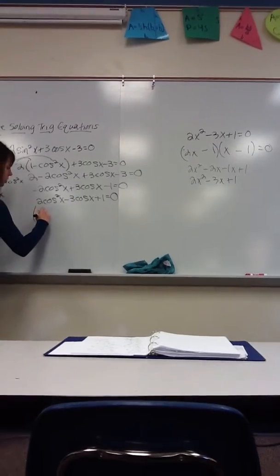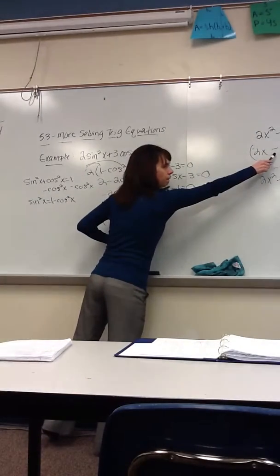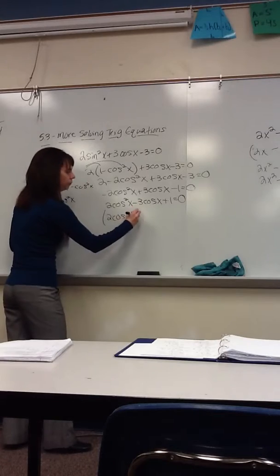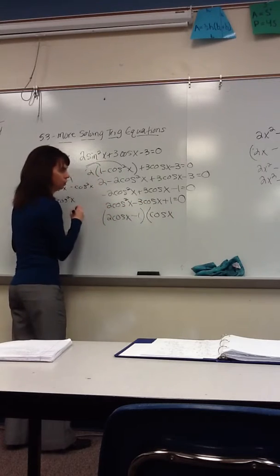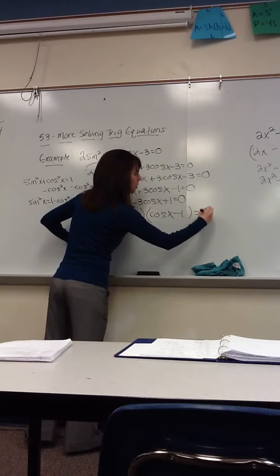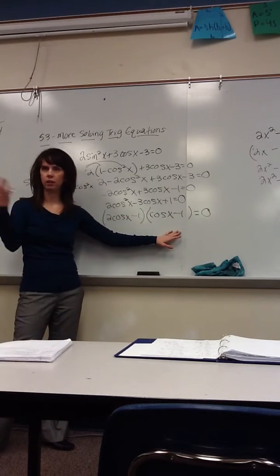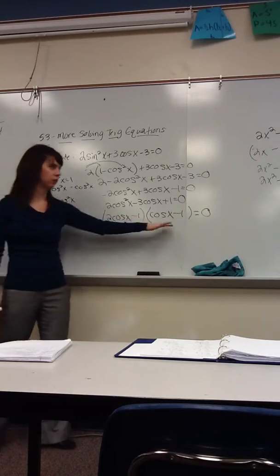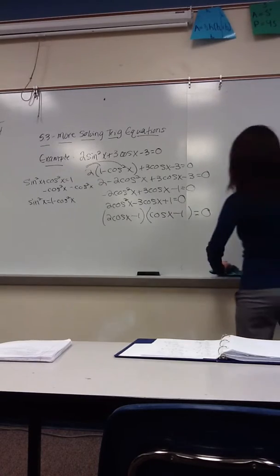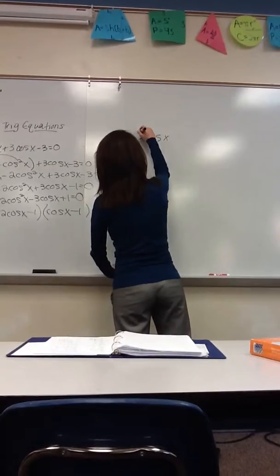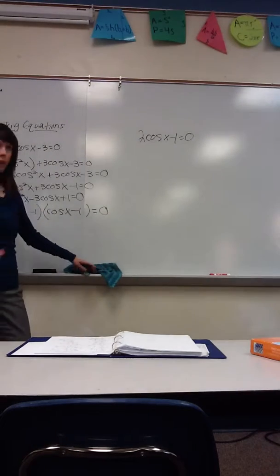So really what I have here is 2 cosine of x minus 1, times cosine of x minus 1, equals 0. And now I need to set both of these things equal to 0 individually and solve for x. Once you get to this point, it's not bad. So I'm going to erase here. So I have 2 cosine of x minus 1 equals 0. What do I do? Add 1.